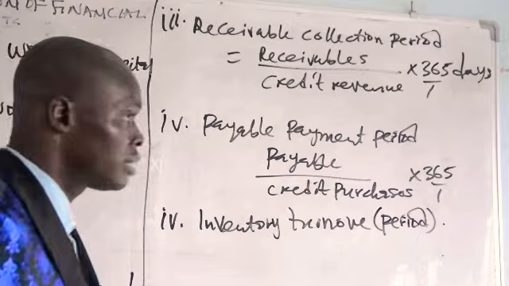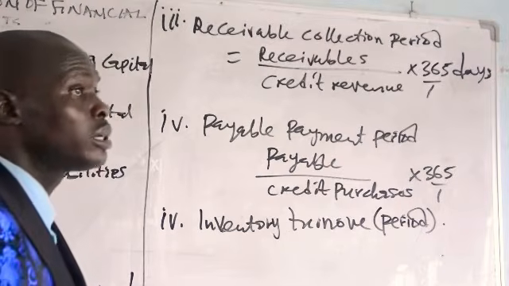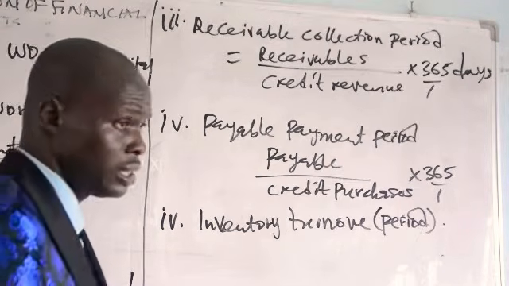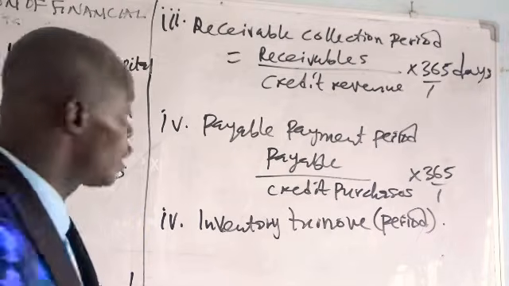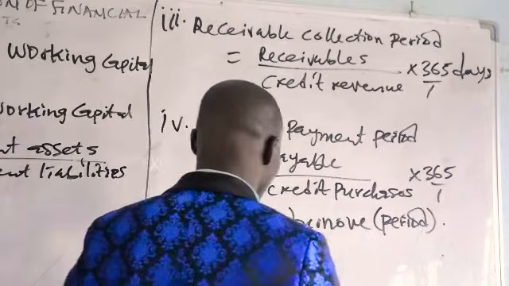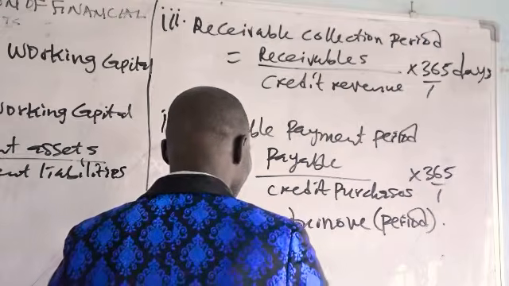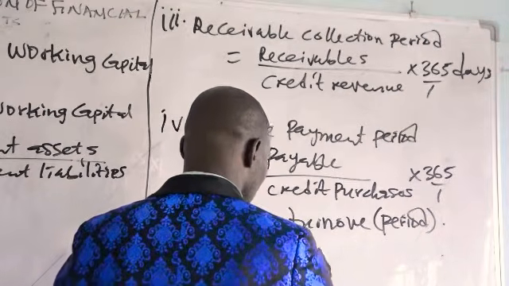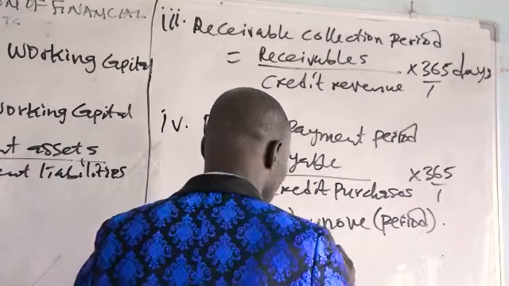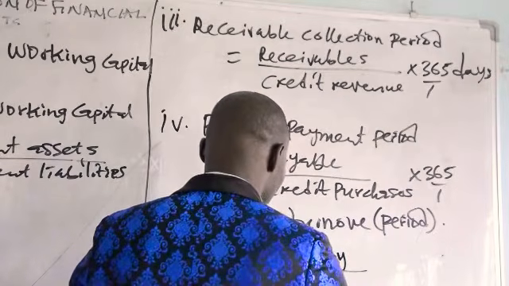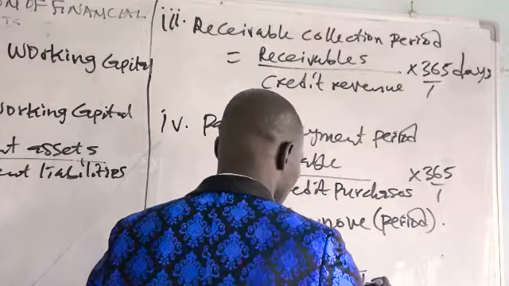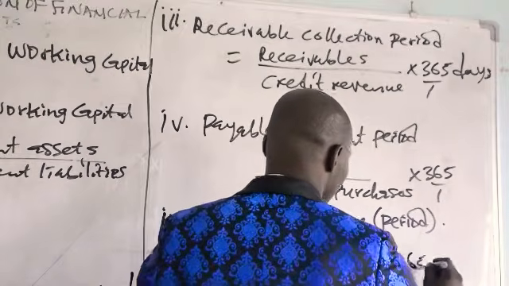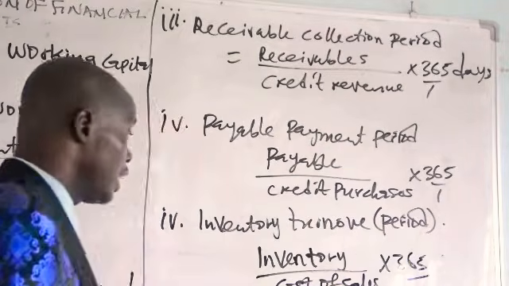How frequent? Or how long does it take you to sell your inventory? How long does it take you to realize your inventory? That is your inventory turnover. That is inventory over cost of sales times 365.